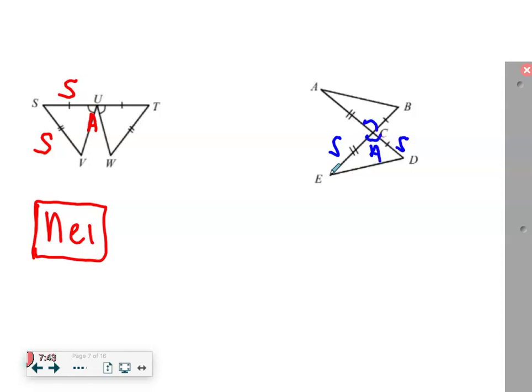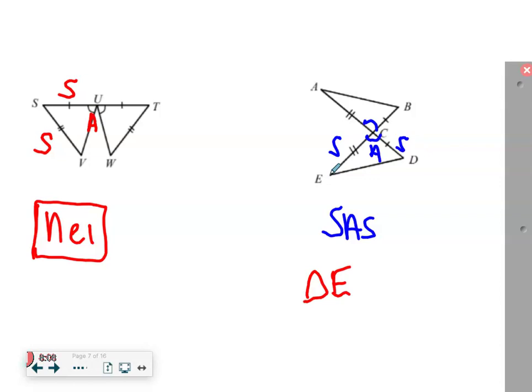Are these triangles congruent? No, it's SAS. Side, angle, side. Well, it's SSA over there. But it's the order of the letters that matters. Yeah, it's SSA. No, SAS. It's not ASS. It's in the middle.